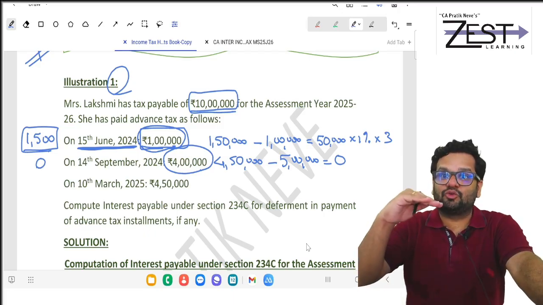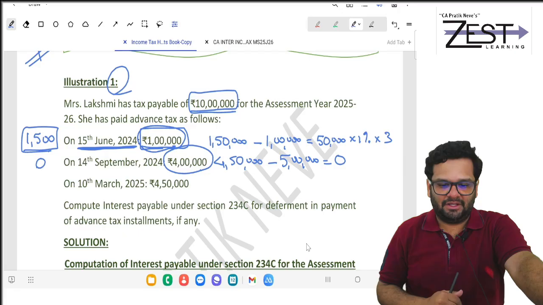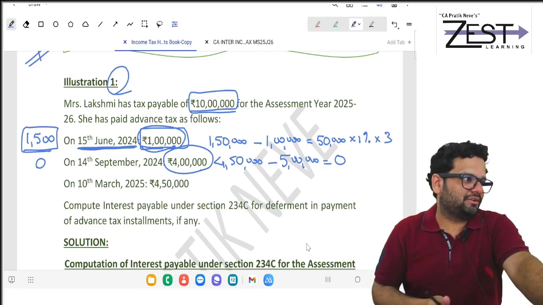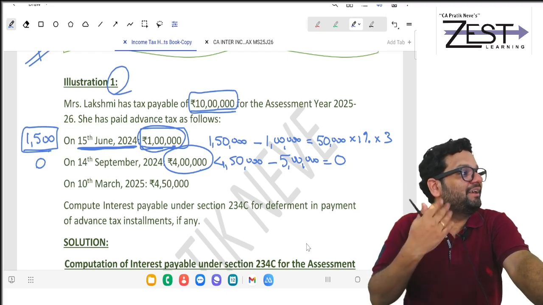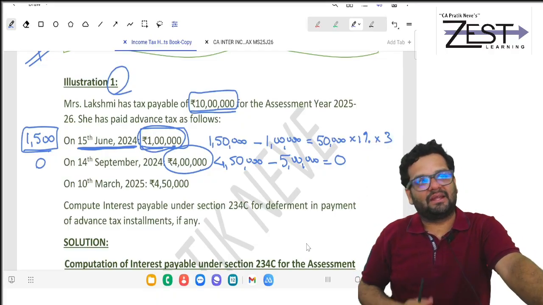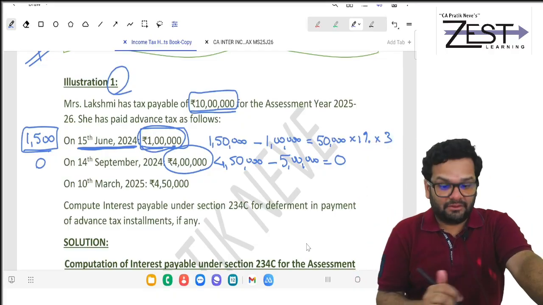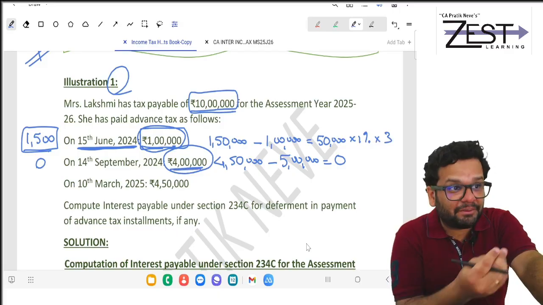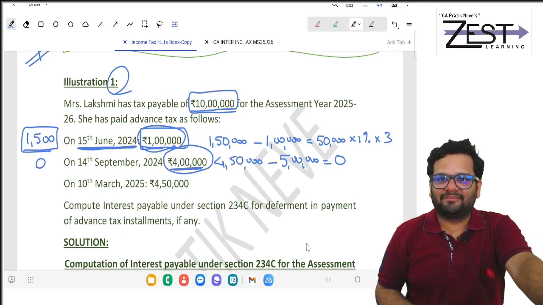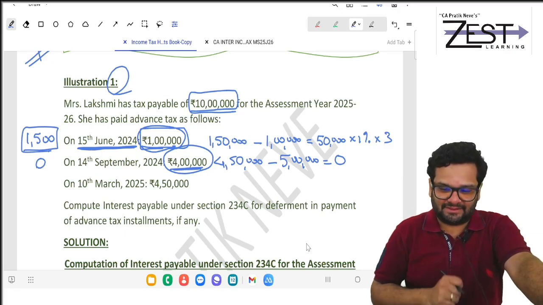Till that date, you should have paid 45%. So till that date, you should have paid 4 lakh 50,000. But till that date, you have paid 5 lakhs, because earlier 1 lakh and now you have paid 4 lakhs. This 4 lakh is freshly paid. So earlier was 1 lakh. Okay, next.